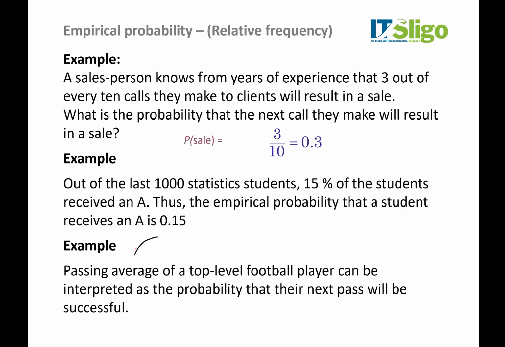With sports statistics, again, the passing average of a top football player can be used to predict the probability that their next pass will be successful. So these are all examples of empirical probability. We won't really be working with this. We'll be staying with classical.